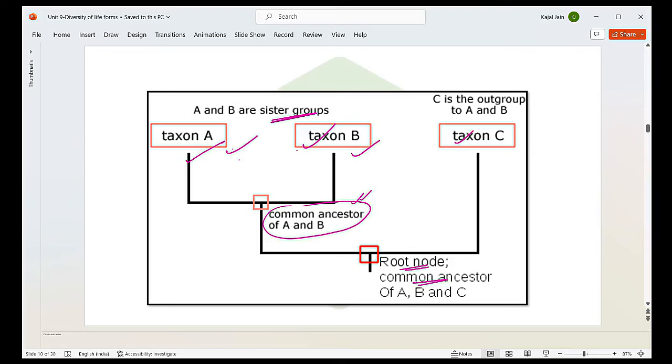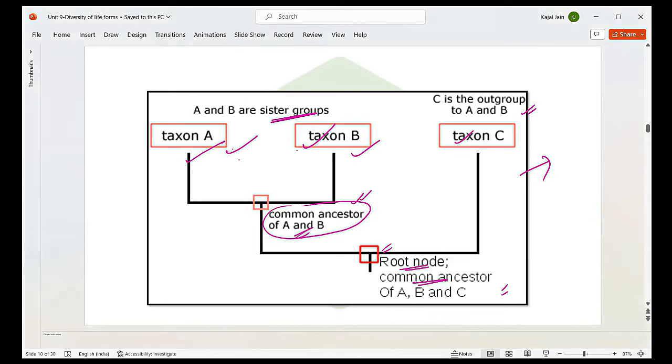And if I ask you, what will C be called in relation to A and B? You will say that C is an outgroup to A and B, because C is a completely different member, although they share a common ancestor initially, but A and B now have a more recent common ancestor. That's why C will now be called an outgroup to A and B, right?